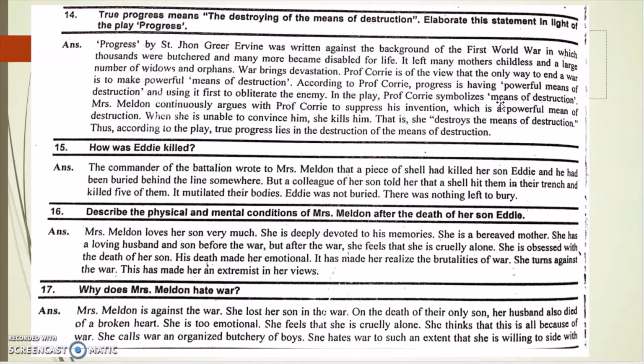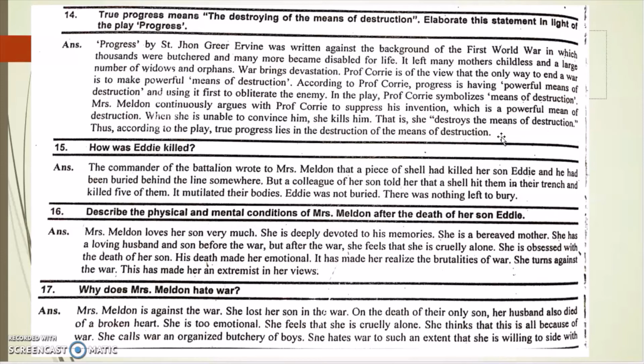In the play, Professor Corey symbolizes means of destruction. Mrs. Meldon continuously argues with Professor Corey to suppress his invention, which is a powerful means of destruction. When she is unable to convince him, she kills him. That is, she destroys the means of destruction. Thus, according to the play, true progress lies in the destruction of the means of destruction.